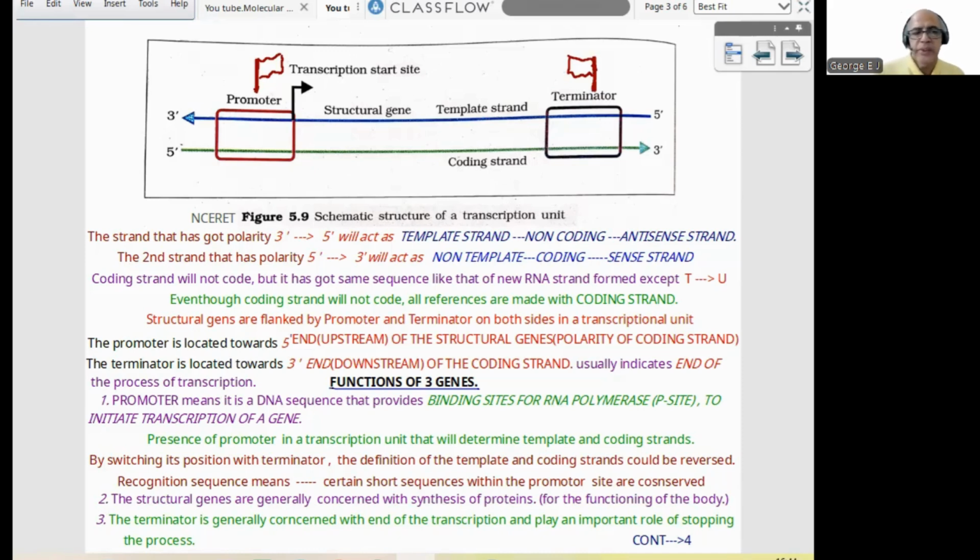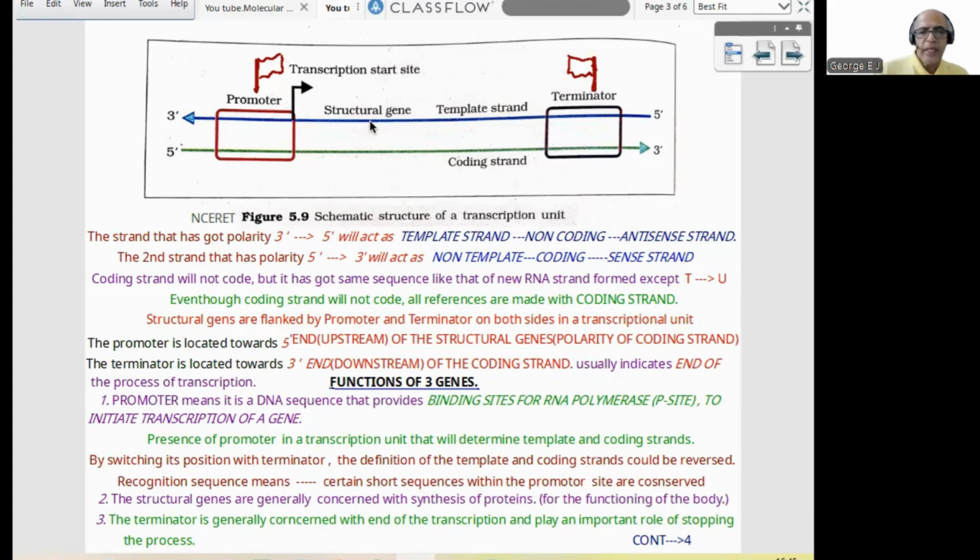Now, the second type of genes are called structural genes, generally concerned with the synthesis of protein or the functioning of the body. Here we can find structural genes. And the third and last part is the terminator. The terminator is generally concerned with the end of the transcription and plays an important role in stopping the process. So, a starting point, body, and end point.